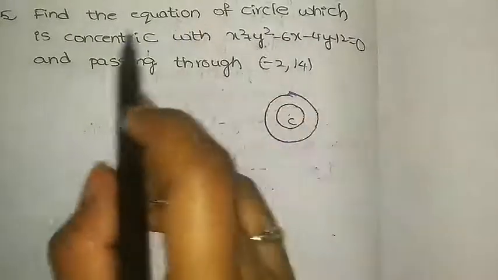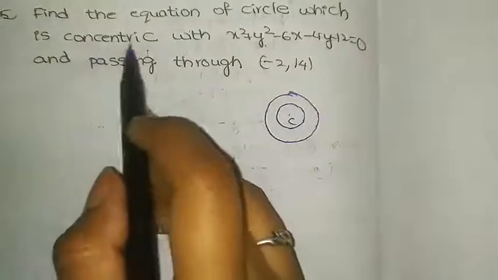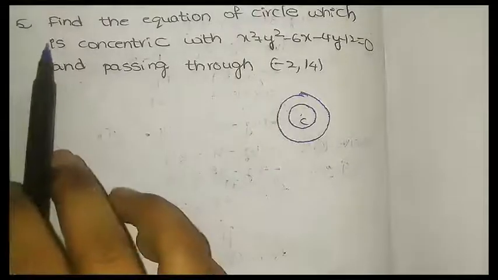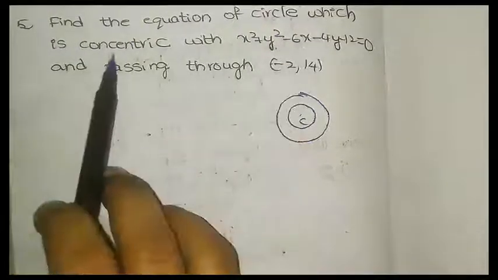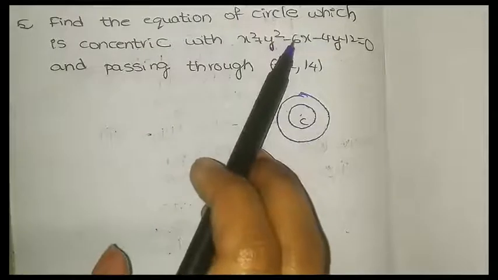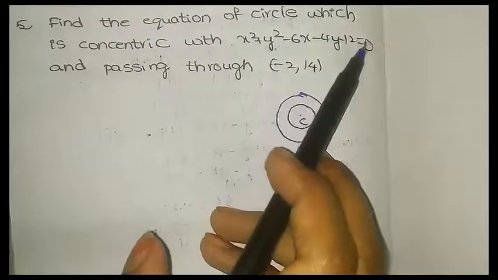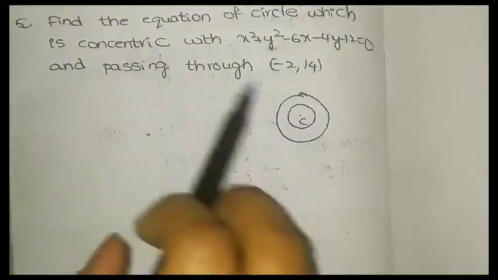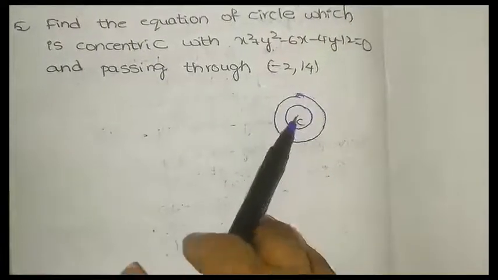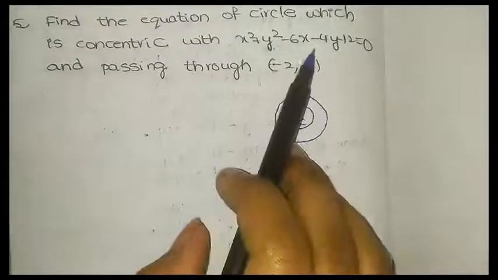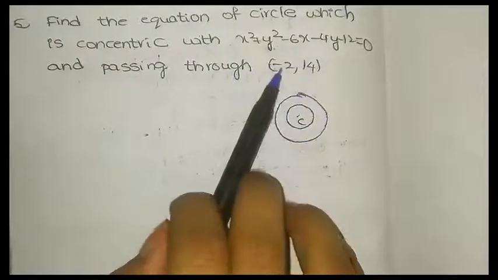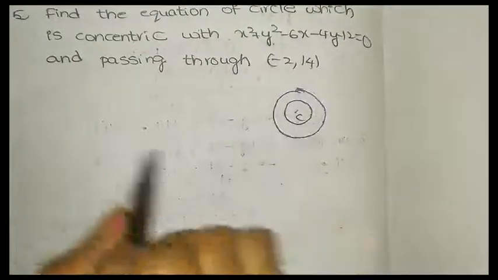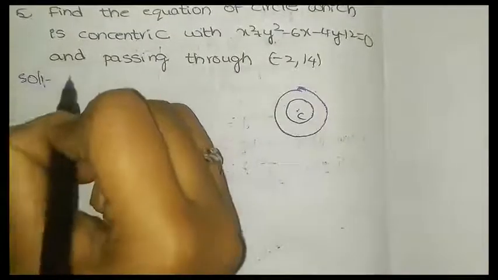Find the equation of a circle passing through minus 2 comma 14. Fifth question is find the equation of a circle which is concentric with x square plus y square minus 6x minus 4y minus 12 is equal to 0 and passing through minus 2 comma 14. Concentric circles means they have the same center C. They gave one circle equation, and the other circle is passing through minus 2 comma 14, and we have to find the equation of another circle. First of all, write the given one.